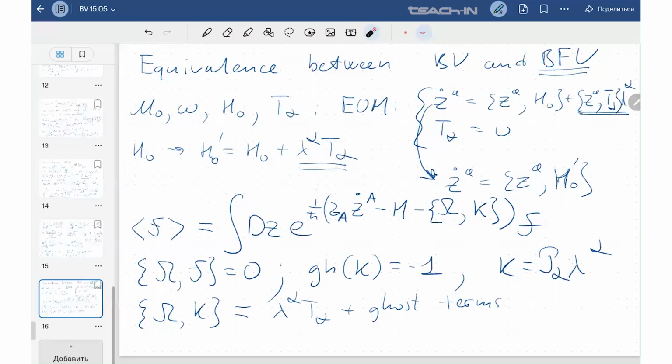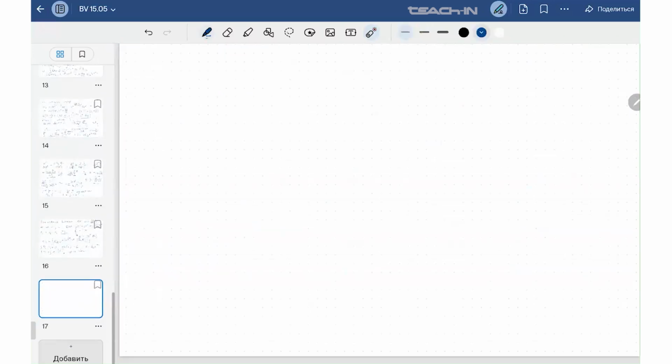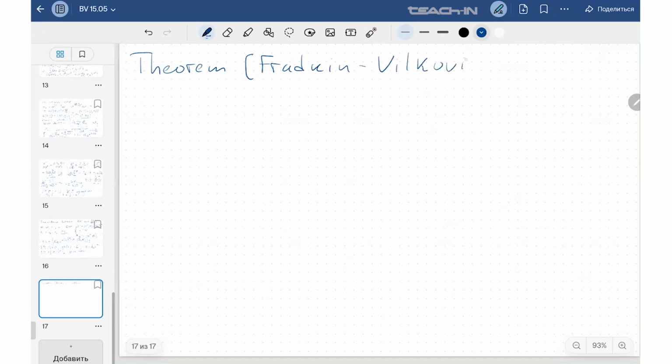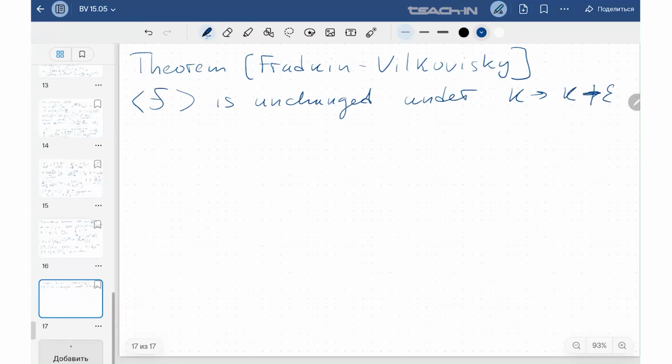And this is in fact true, so that this object doesn't depend on infinitesimal variations of k. And this is a well-known statement, which is known under the name of the theorem of Fradkin and Vilkovisky, which tells that our average of f is unchanged under infinitesimal variation of k.